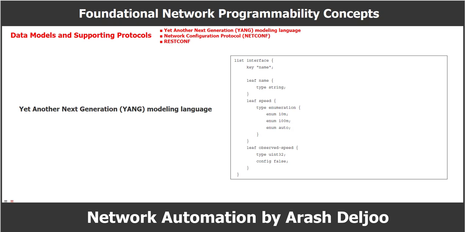The leaf named observed speed cannot be configured due to the config false command. This is because, as the leaf is named, the speeds in this leaf are what was auto-detected or observed. Hence, it is not a configurable leaf. This is because it represents the auto-detected value on the interface, not a configurable value.